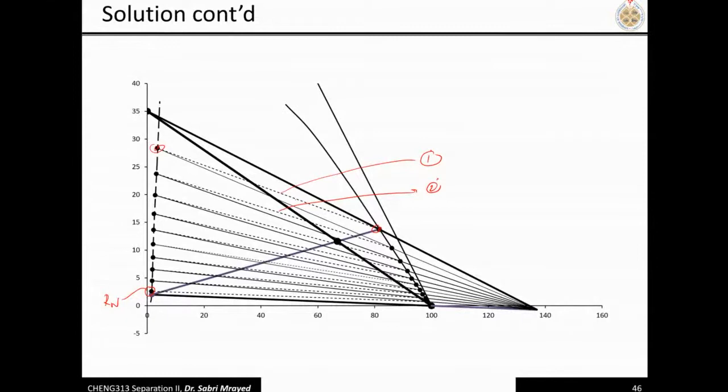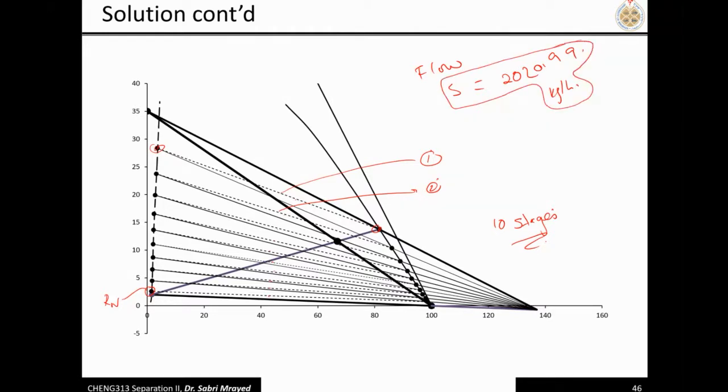Rn here. So now if you count the number of stages, it will be 1, 2, 3, 4, 5, 6, 7, 8, 9, 10. Almost 10 stages are required based on the flow rate of the solvent, which we calculated as 20.99 kilogram per hour. Now you can again solve the problem using, let's say, a solvent of 3000, and see, if you use more than this, that means you need fewer stages, of course.